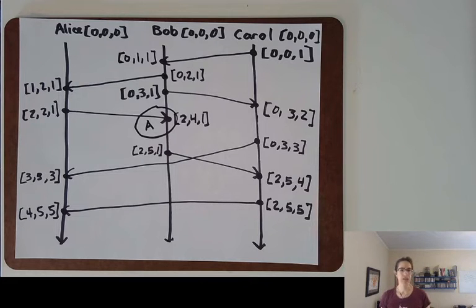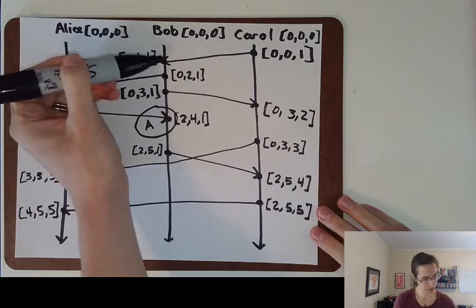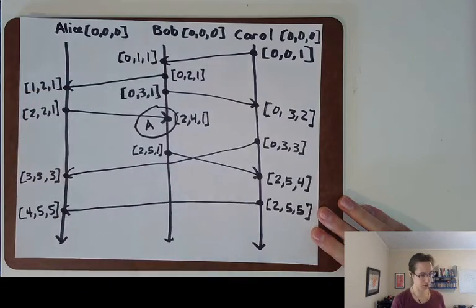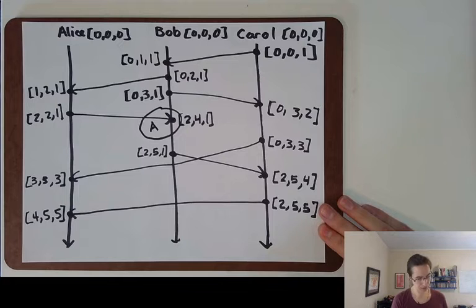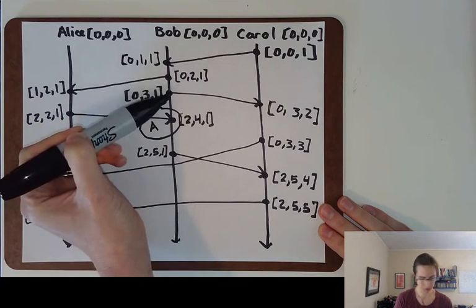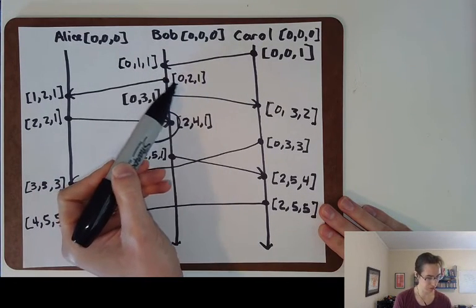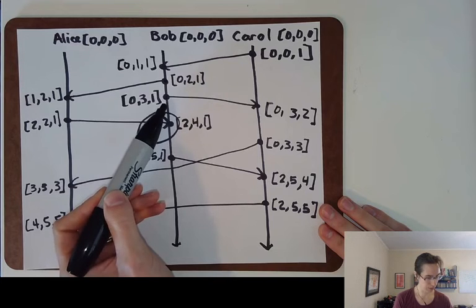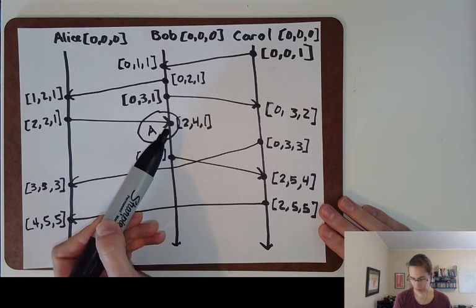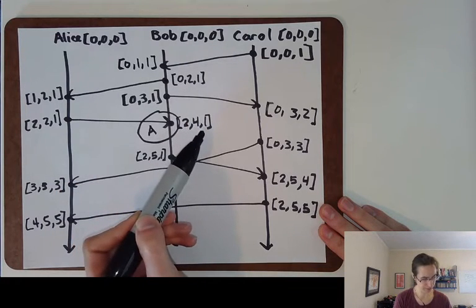So now we can ask, what are the events that are in the causal history of this event A? Well, based on what we know about the happens-before relation, we know some things, right? We know that everything that came before it on its process line is going to be in its causal history. So let's look at the vector clocks of those events. This one had 0, 1, 1, and this one had 0, 2, 1. This one had 0, 3, 1. If we look at those clocks, they're all less than this 2, 4, 1, right?